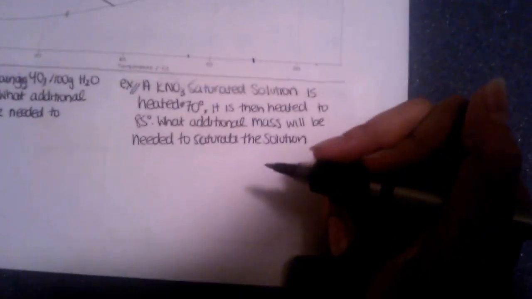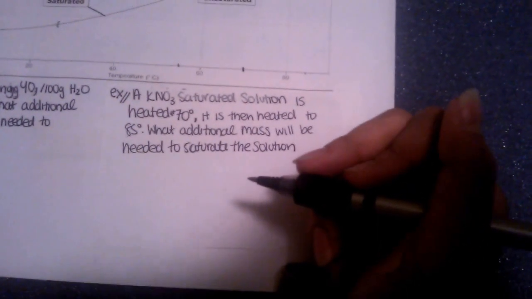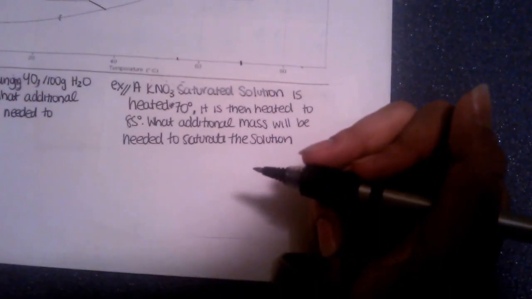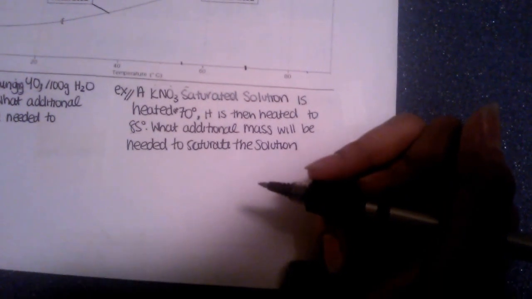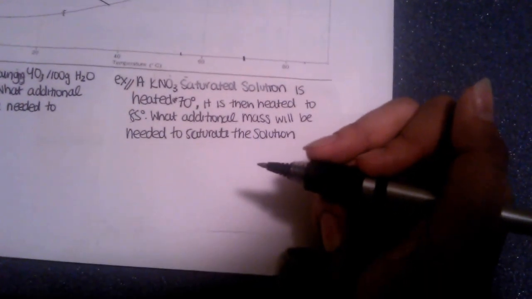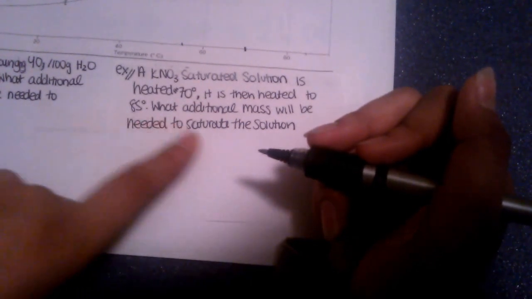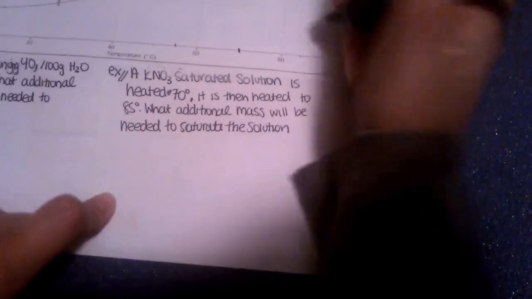The second example: a potassium nitrate saturated solution is heated to 70 degrees and it is then heated to 85 degrees. What additional mass will be needed to saturate the solution? Just like the first example, you need two points. For the first one, it's heated to 85 degrees and it's a saturated solution. So we look at 85 degrees and it's approximately 160 grams of solid. So our x value is 85 and our y is 160.